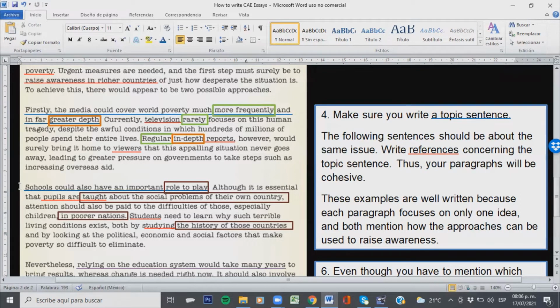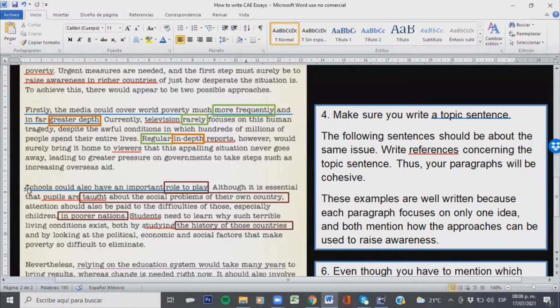What about the other paragraph? It says, schools could also have an important role to play. Although it is essential that pupils are taught about the social problems of their own country, attention should also be paid to the difficulties of those, especially children, in poorer nations. Students need to learn why such terrible living conditions exist, both by studying the history of those countries and by looking at the political, economic, and social factors that make poverty so difficult to eliminate.